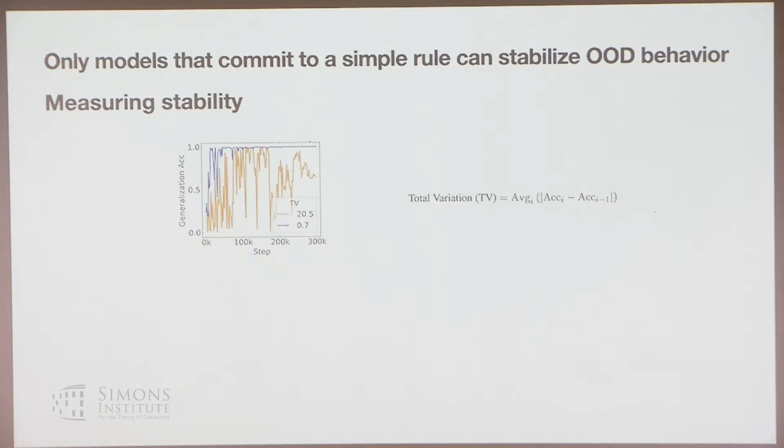All right, we're going to measure the stability of the training curve with total variation. Here's an example of two different training curves in terms of their generalization accuracy out of distribution. One of them just shoots up immediately, it learns hierarchical generalization, it stays there. The other is oscillating a lot. And so total variation is high if you're oscillating a lot, it's low if you are stable.